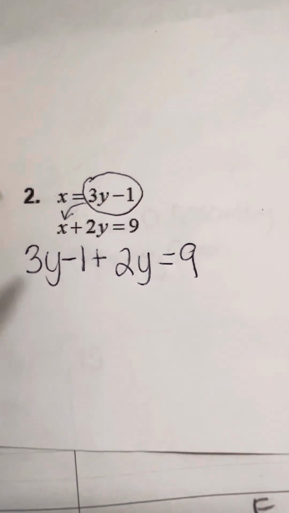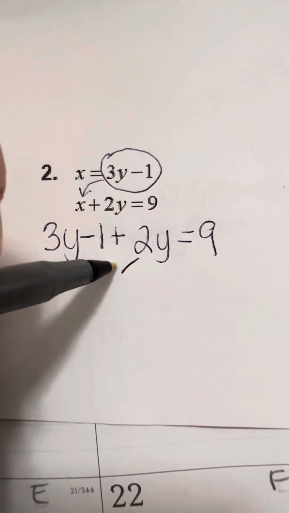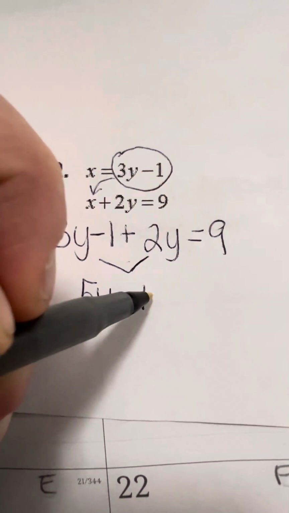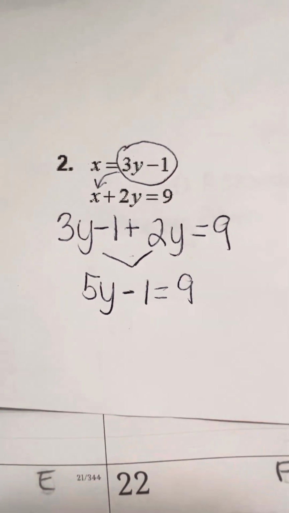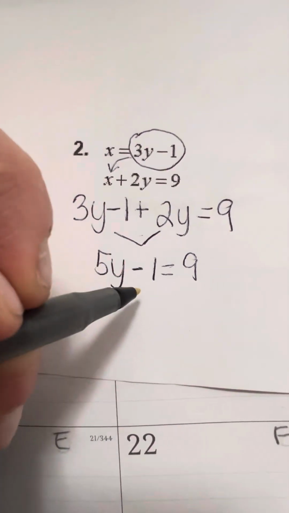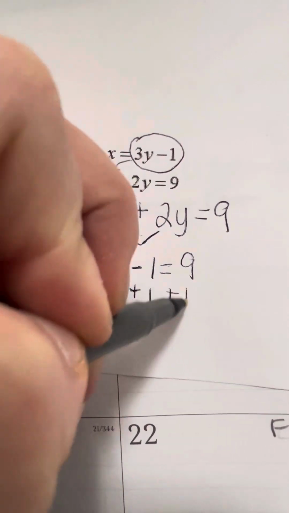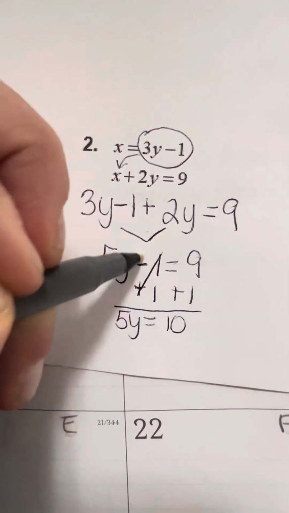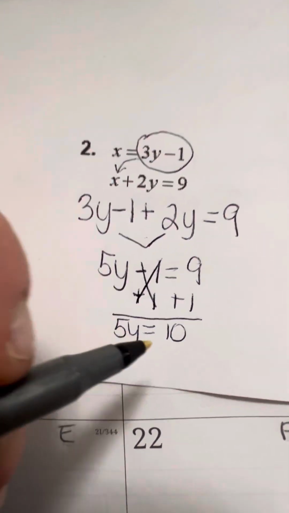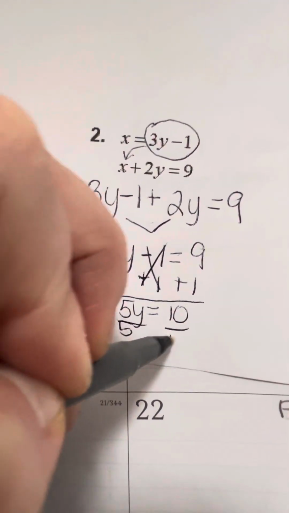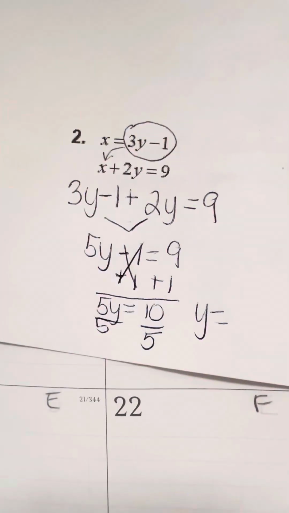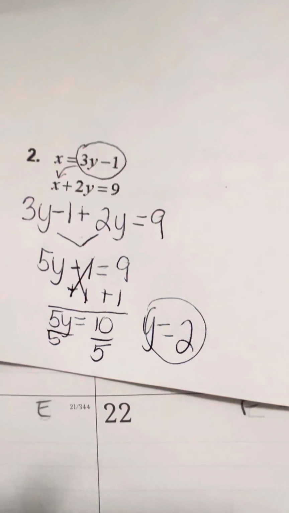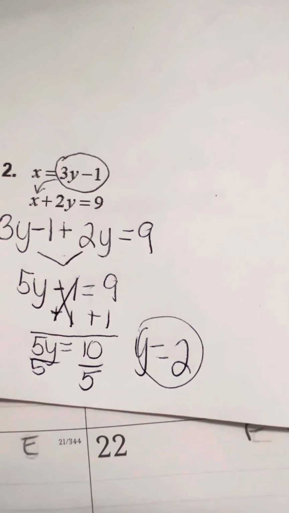Now we're going to combine our like terms. We do have 2y and 3y, which is a total of 5y's, minus 1 equals 9. Now, if I want to get the y by itself, I'm going to start by adding 1 on both sides. That leaves me with 5y is equal to 10. Our last step is to divide both sides by 5 to get y by itself. And y would be equal to 10 divided by 5, which is 2. So that is my first equation and what I got for y.